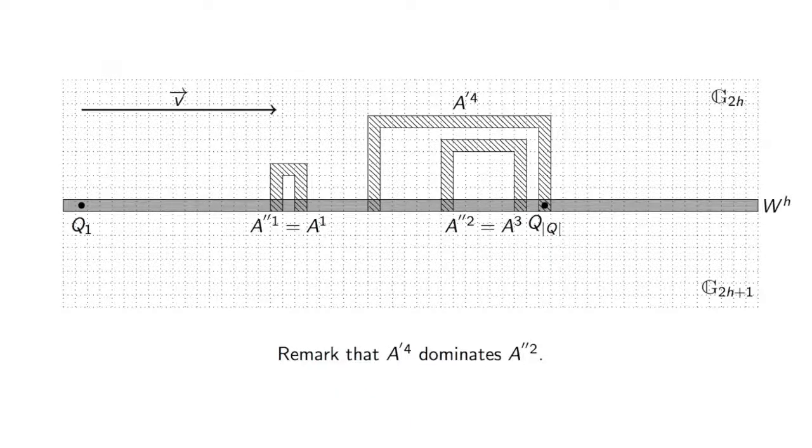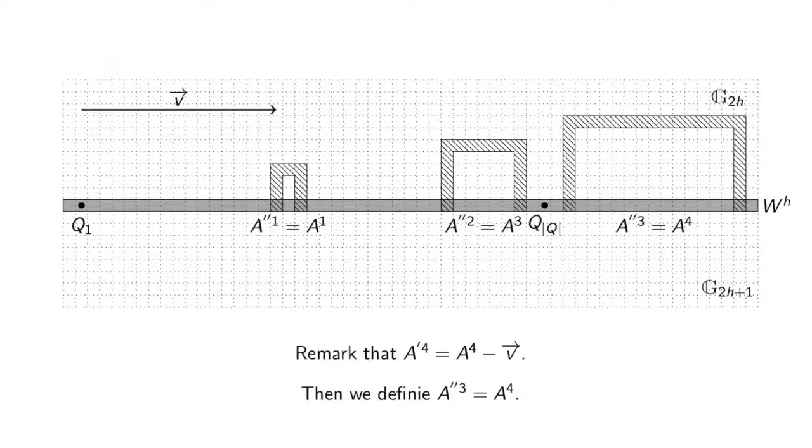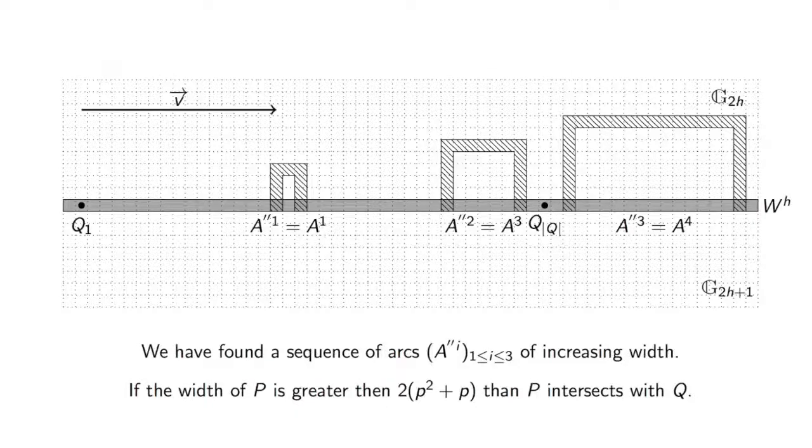Remark that the arc A3 is dominated by the arc A'4. Since the path Q is the translation of the path P by the vector V, then remark that A'4 is the arc A4 translated by minus V. We define the arc A'3 as the arc A4. In this case, we have built a sequence of arcs such that for any integer i, the arc A'i translated by minus V dominates the arc A'(i-1). Thus the width of the arcs of this sequence is increasing.